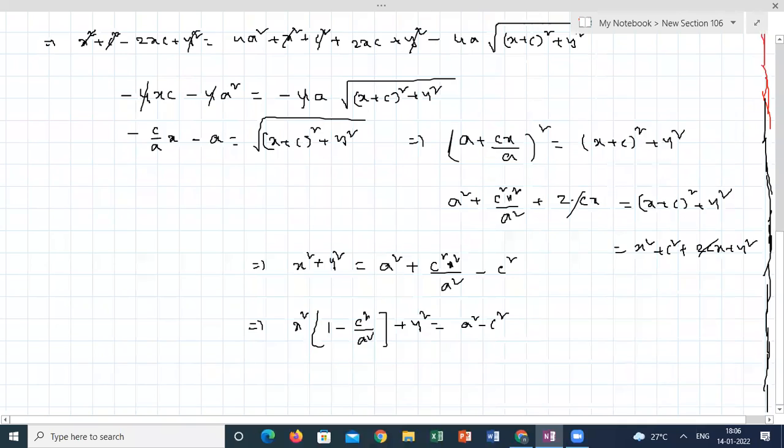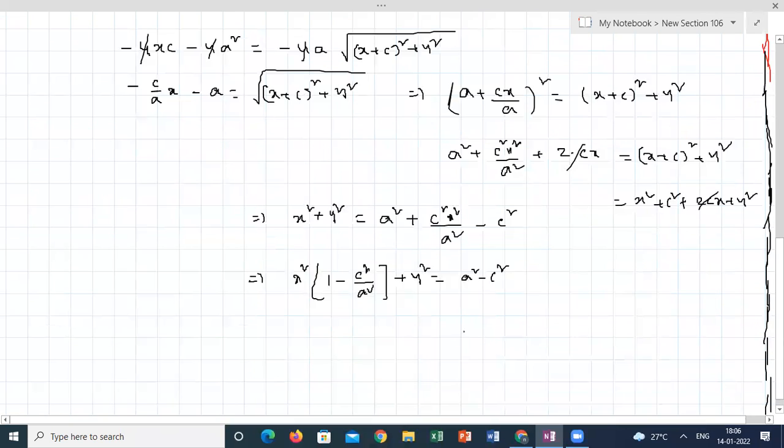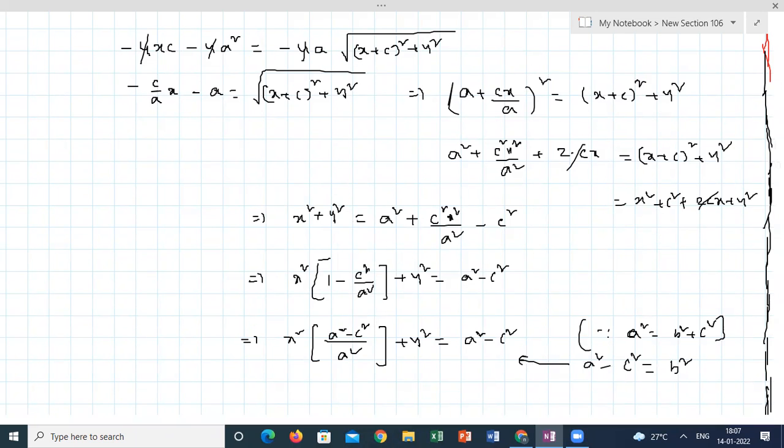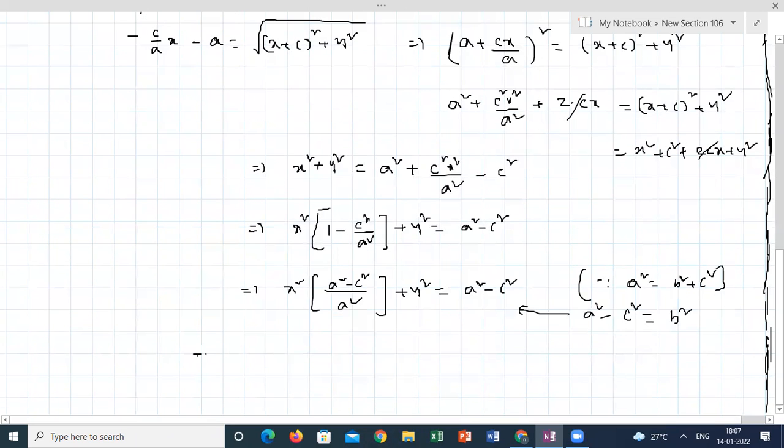I can write like this. Students, from here, x square by a square into (a square minus c square) plus y square is equal to a square minus c square. We know a square is equal to b square plus c square. From here, a square minus c square is equal to b square. If I substitute this expression here, I will get like this.